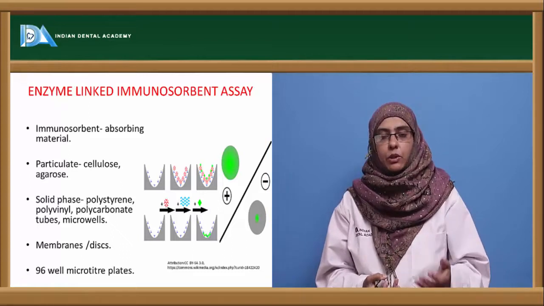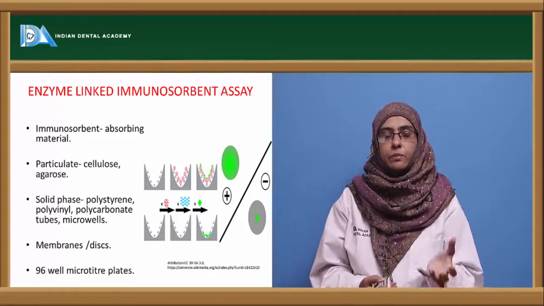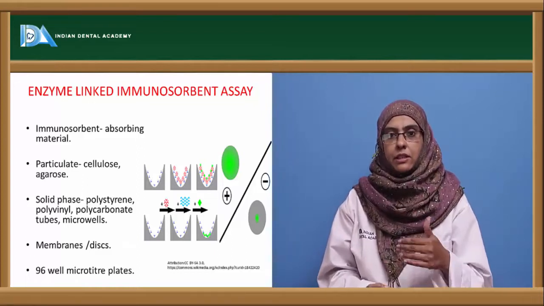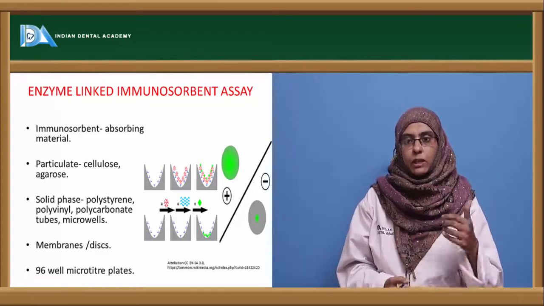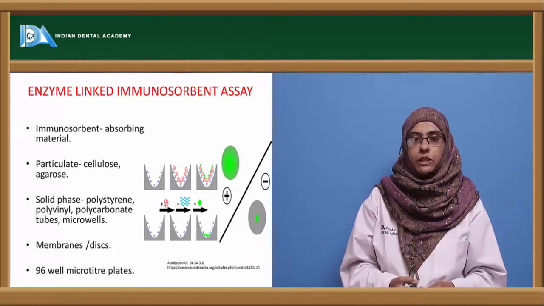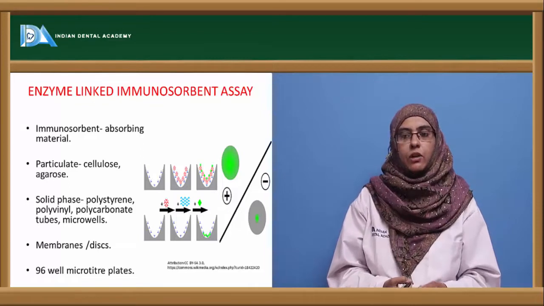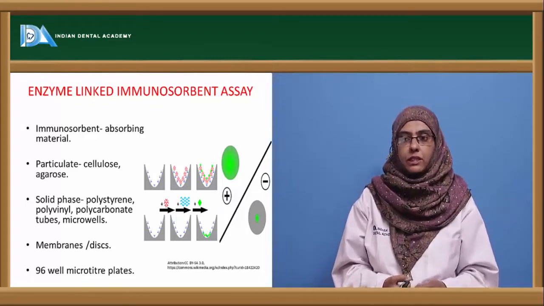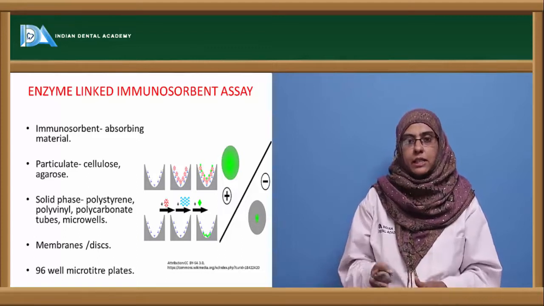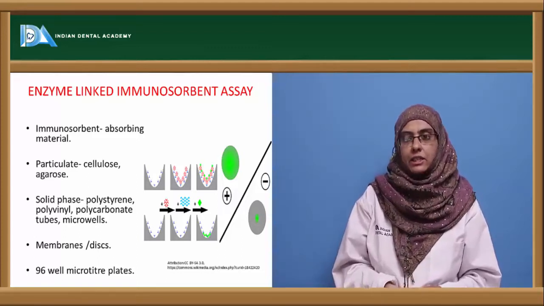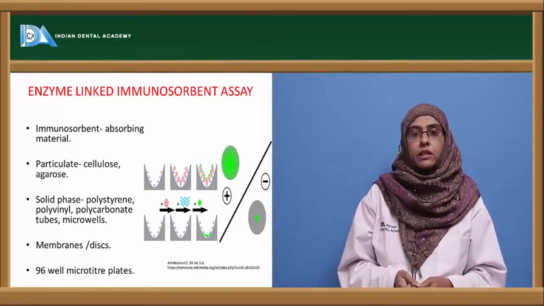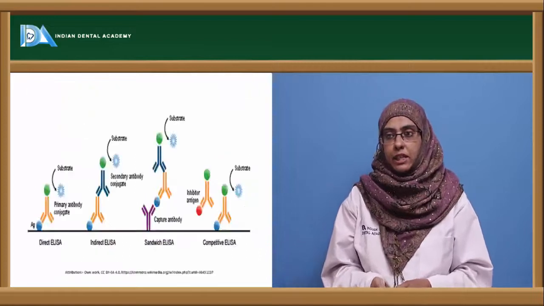It is called immunosorbent because it helps to absorb the material, either the antigen or the antibody, towards a substrate, and these are adsorbed onto a particulate matter such as cellulose or agarose, or on a solid phase such as polystyrene, polyvinyl, polycarbonate, tubes, microwells, etc. Or they can also be adsorbed onto the membranes or the disc. And in case of ELISA, 96 well microtiter plates help to identify not one or two but different types of antigen antibody interaction.